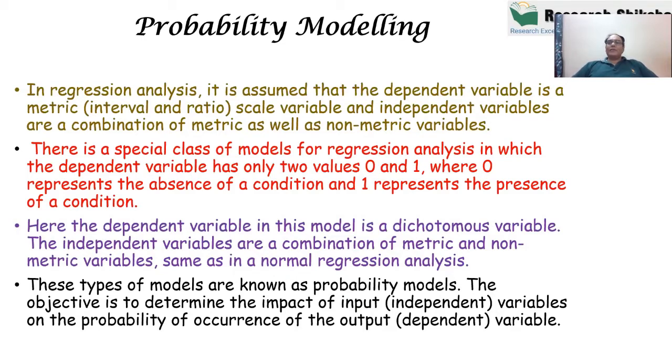I call these models probability models. This is not a very common name, but in practice we call these models probability models. Why? Because the dependent variable is actually the probability, right? And the objective of applying logistic regression or probability models is to find out the impact of different independent variables on the probability of the dependent variable, right?